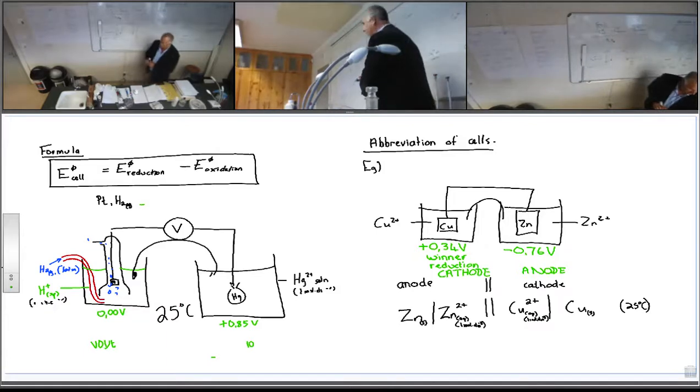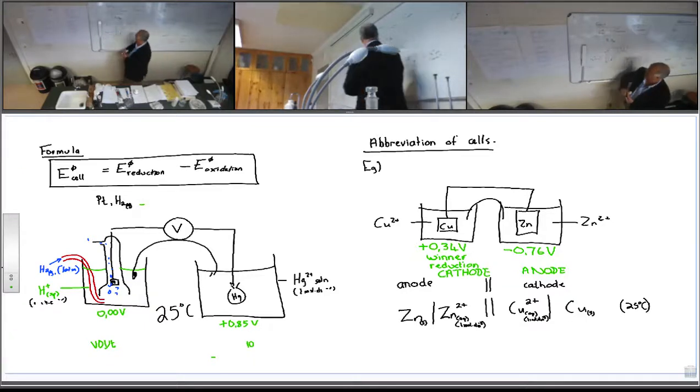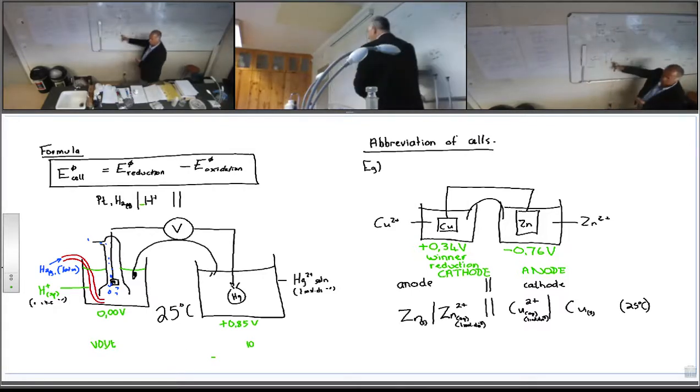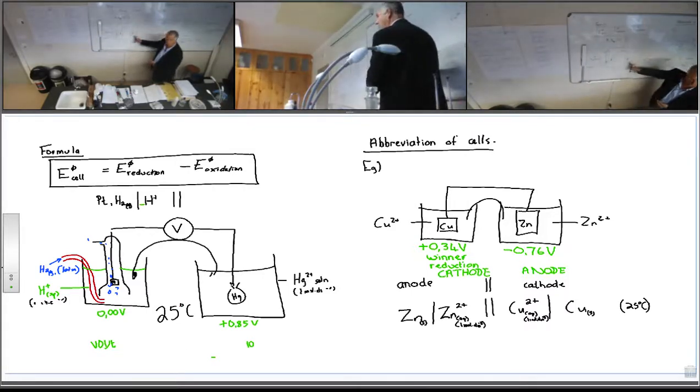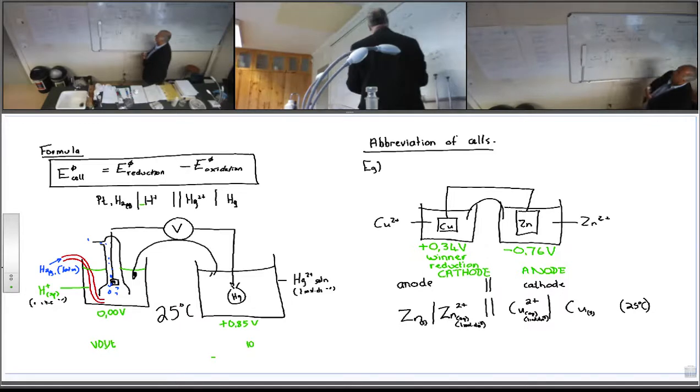Okay. What's your platinum H2 gas in contact with? The neutral in contact with its ion, which is single line H plus. Double line. What's the H plus solution in contact with? Hg2 plus. Single line Hg.